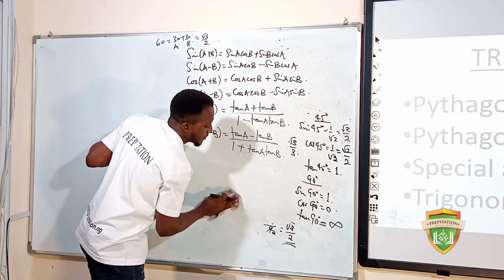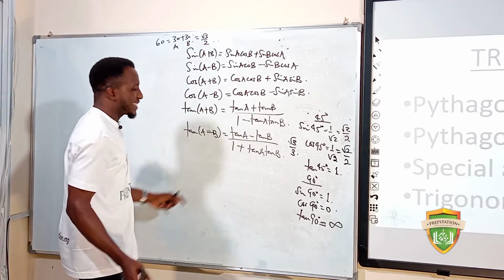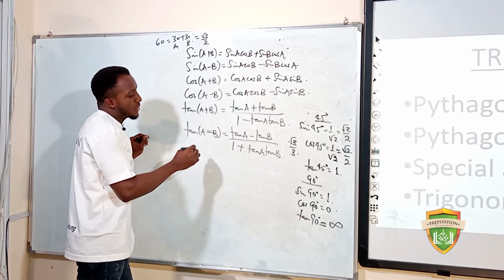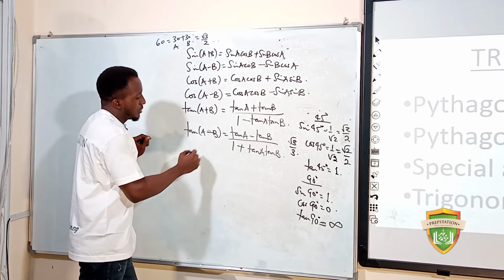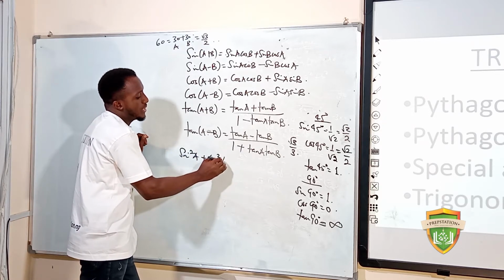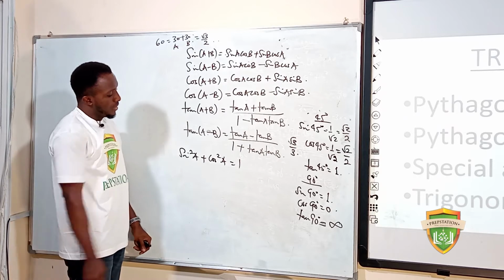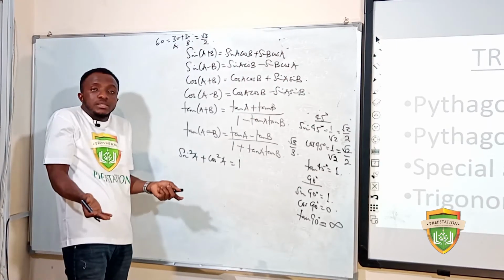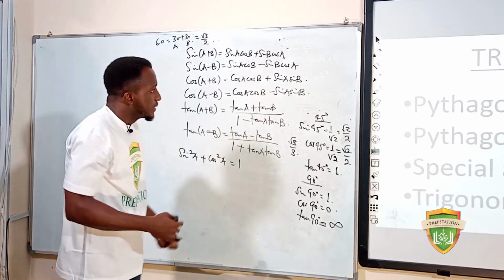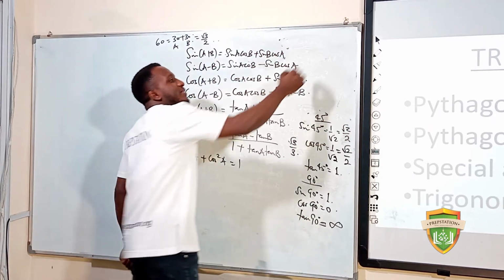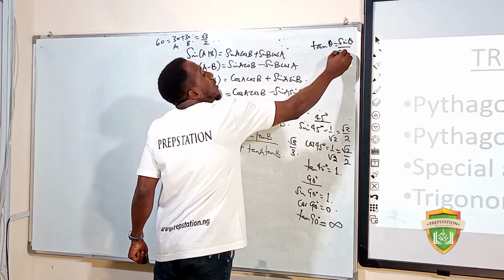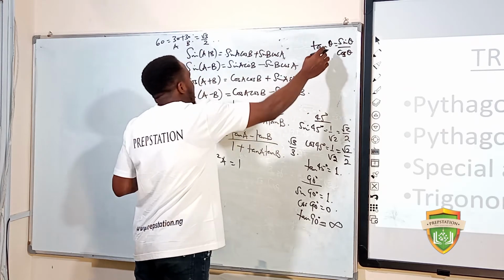Okay, let me give you one more trig identity, but it scarcely comes out in JAMB questions. So we have sine squared A plus cos squared A equals 1. Now, it can be anything. It can be sine squared theta or cos squared theta, but you must always get 1. So note that. Then another one, which is an elementary one, is this. Tan theta is sine theta over cos theta. Please take note of that.